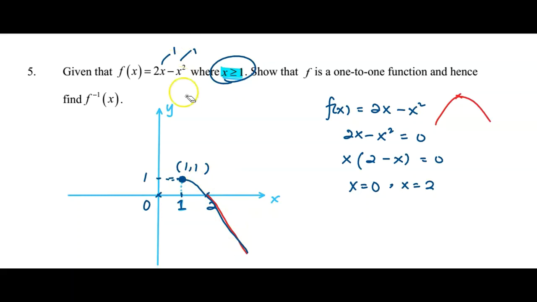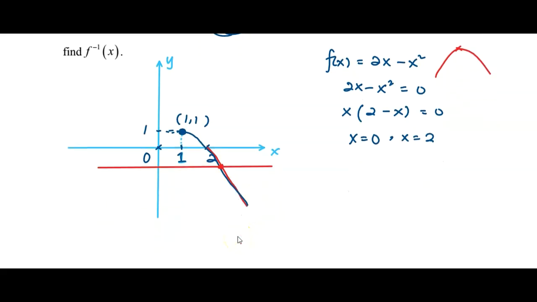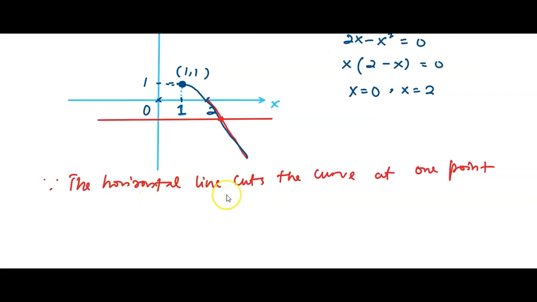So now the graph becomes this shape, and you can see that if, let's say, now I use a horizontal line test, right, you can see that my horizontal line only passes through the graph at only 1 point, no matter how many horizontal lines you have drawn. Okay, so our conclusion is, since the horizontal line cuts the curve at 1 point, then we say that f is a one-to-one function.